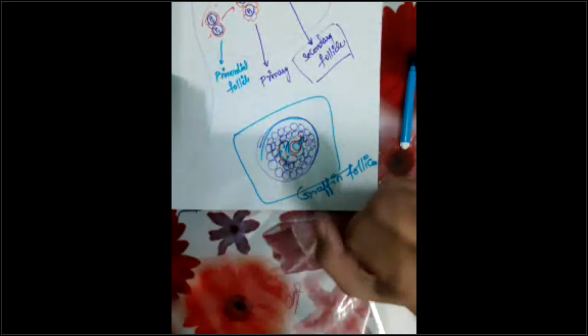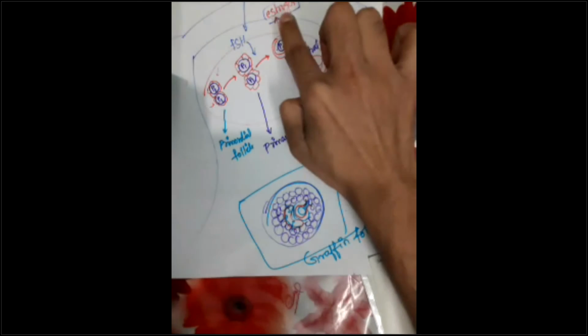Yes. Can you see my Graafian follicle has more number of granulosa cells? So it will secrete more estrogen. This is the Graafian follicle. All this is the antral cavity and all this is the Graafian follicle. Have you seen this? So my estrogen is secreted.